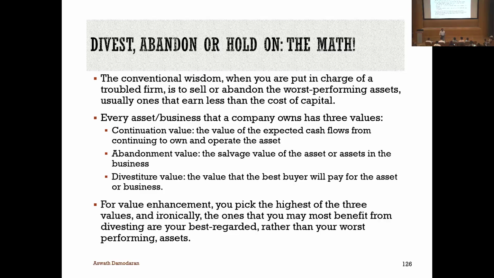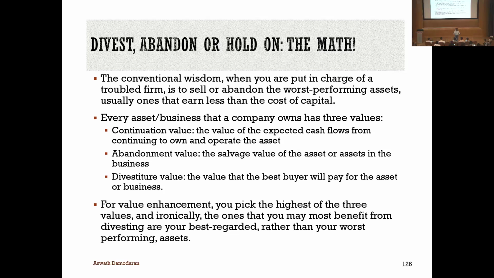The second number you can come up with is what I call an abandonment value, which is if you shut this asset or division down right now and you sold the assets off for scrap, what would I get? Which for some things can be high. If you have real estate property, it can be high, but for others, it can be low. The third is a divestiture value. How much would an outsider pay me for this asset, given what they see in it?